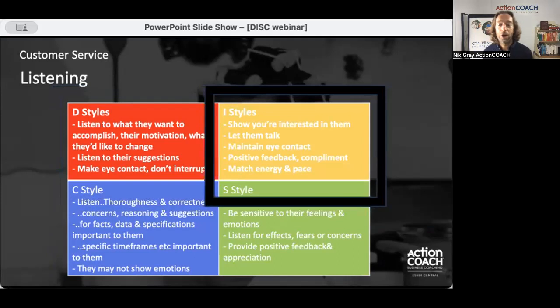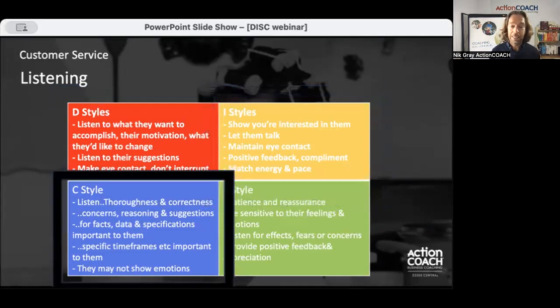Eyes. So show you're interested in them. Let them talk. Maintain eye contact again and give them positive feedback and compliments. And match their energy and pace. If they're speaking with intonation and speaking fast, then you do the same. Do the same with anybody. With an S's or the C's, if they're speaking slow, listen, because you're listening out for their thoroughness and correctness.